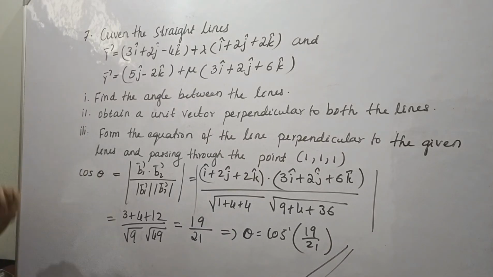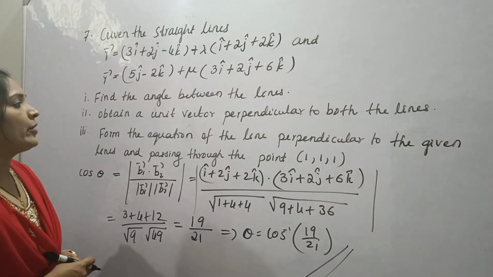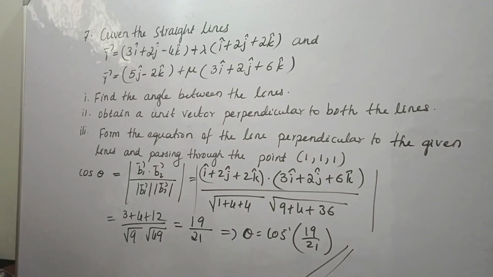Next, let's find the second question: obtain a unit vector perpendicular to both the lines.